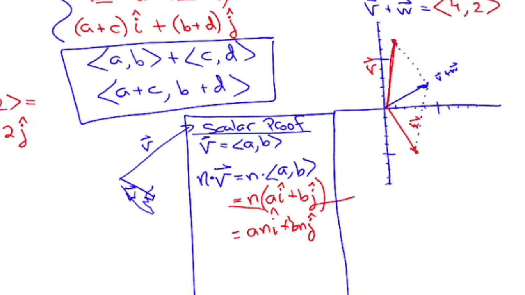So if I went back into its component form, this would just be AN and BN. So it distributes over the components. The scalar distributes over the components. So it's kind of cool. I'll let you do that.